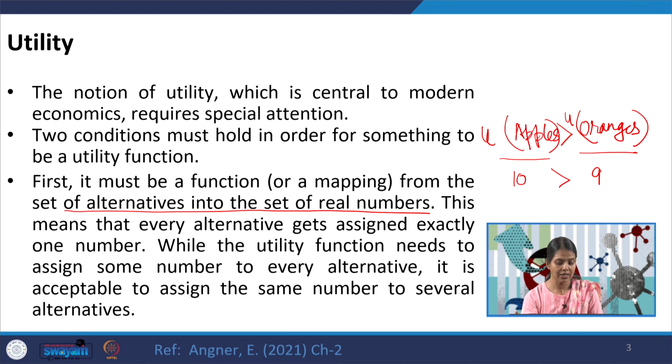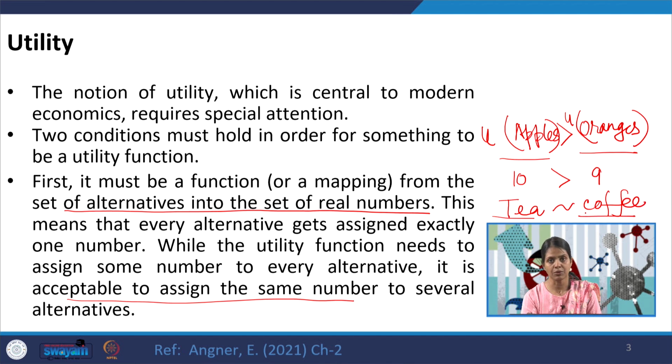Alternatively, when we say that it is acceptable to assign the same number to several alternatives, it implies that if I am indifferent between tea and coffee, then my utility function would assign the same number to both these alternatives. Suppose I get 5 utils of utility by consuming tea, I must get 5 utils of utility by consuming coffee as well.